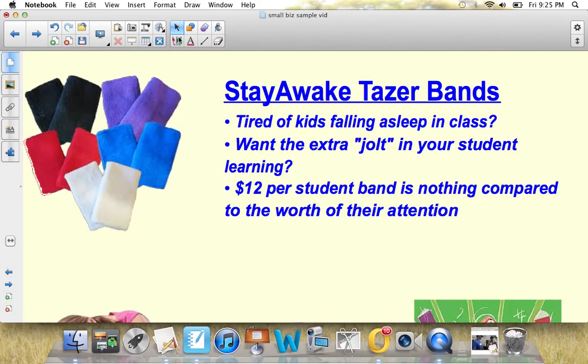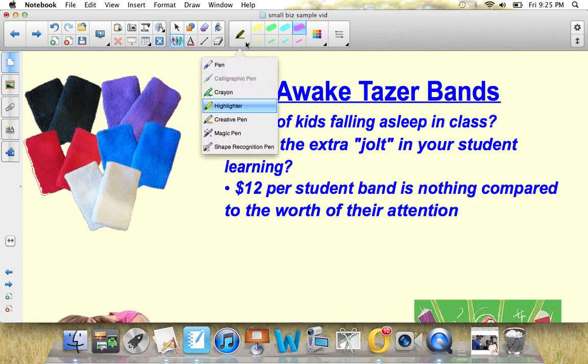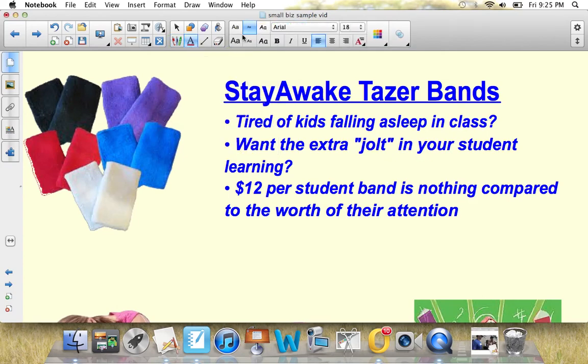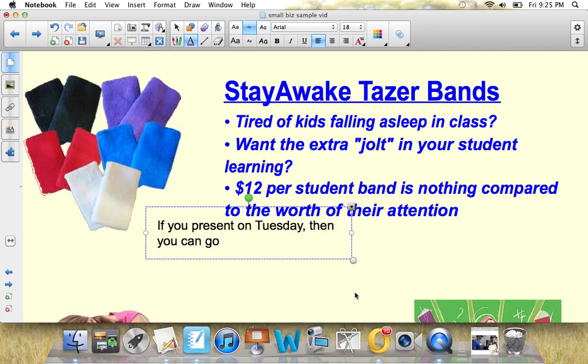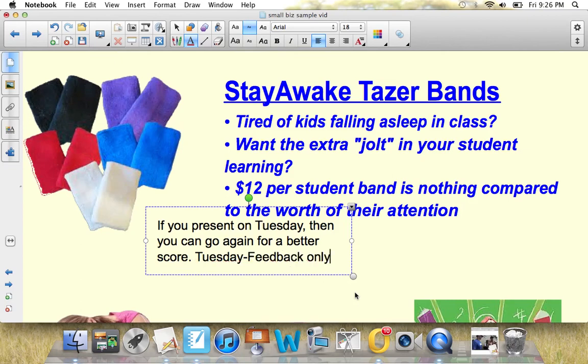Last thing, anybody that wants to present on Tuesday, keep in mind the project is due on Wednesday. If you present on Tuesday, then you can go again for a better score. So essentially, if you present on Tuesday, that is for feedback only. Then you will get a chance to present again and actually get a grade. Good luck.